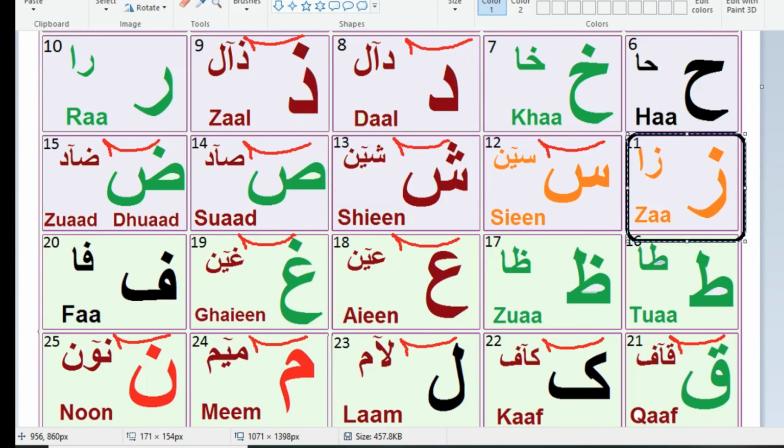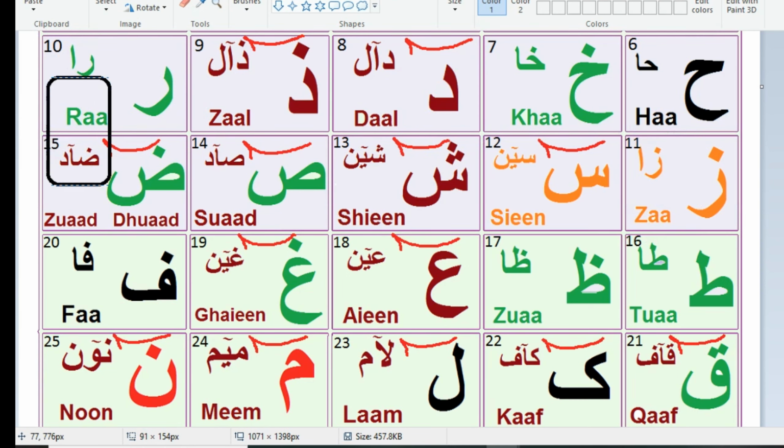Bismillahir rahmanir rahim. Today we will read lesson number 3, chapter number 1. Last time we read from ha to raw, but inshallah today we will continue from za onwards. Okay, can you see that letter? This letter shape looks like raw, the previous one which we read in the last lesson, but which has no dot, right? But it has one dot up.